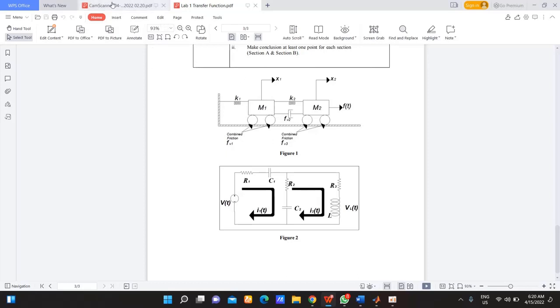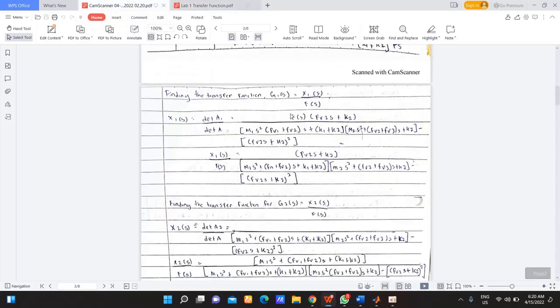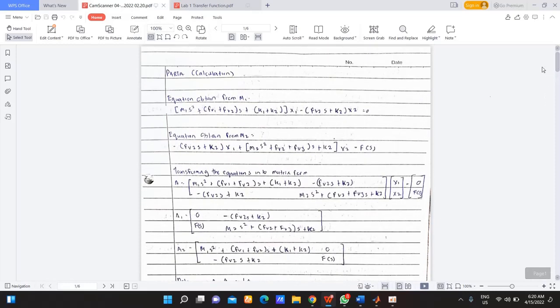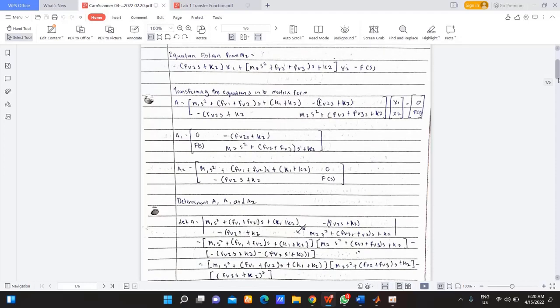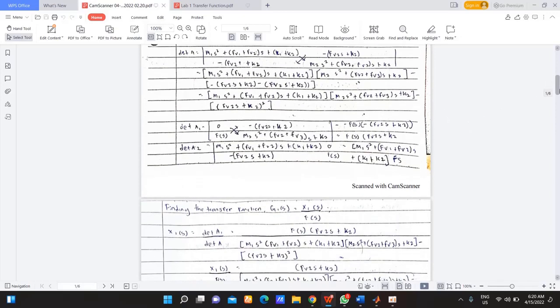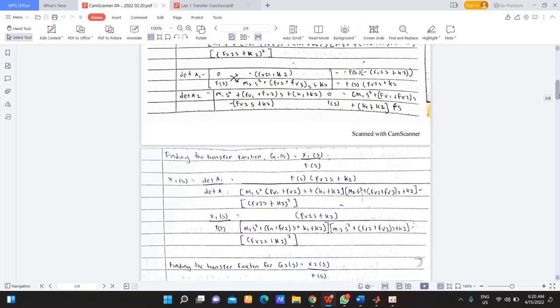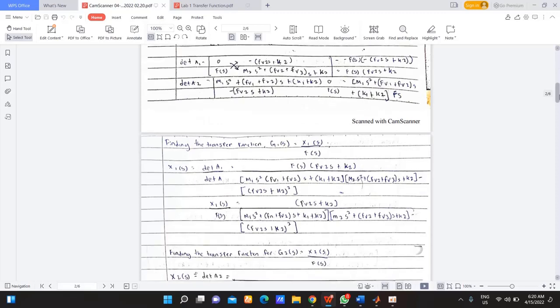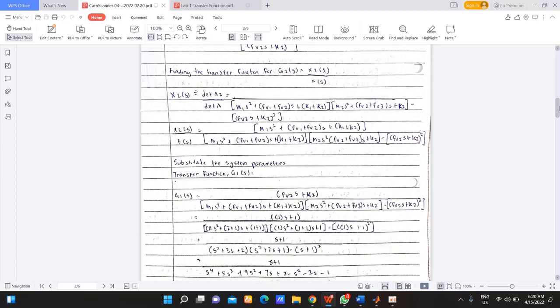For the calculation part, for the first one, part A, we will obtain two main equations, for M1 and M2. These equations will be transformed into matrix form. From this matrix form, A1 and A2 will be obtained. Then the determinants of A1 and A2 will be determined. So we will obtain the result, G1(s) equals X1(s) over the determinant, and X2 over the determinant. So there will be two equations for part A.